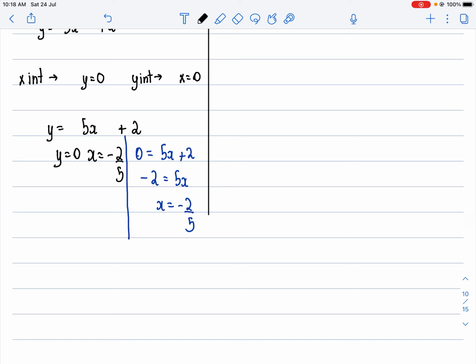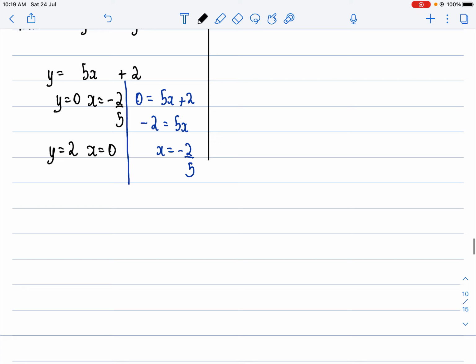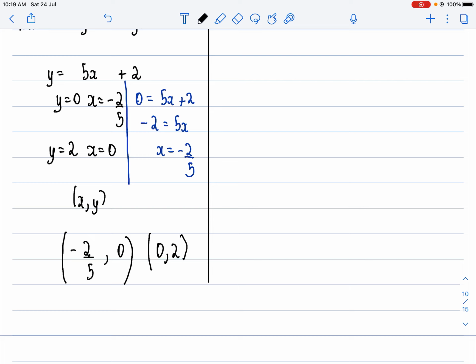The next thing I do is I take my x as 0. When I take my x as 0, I simply get y equals 5 into 0, which is 0, plus 2. So I get my y as 2. The coordinates are always x comma y. So the set of coordinates which I have is minus 2 over 5 comma 0, and 0 comma 2. We learn how to graph it later, but now these are the coordinates which I have.